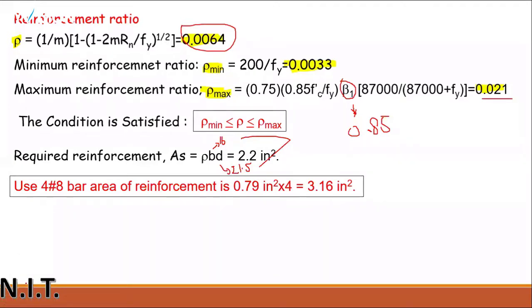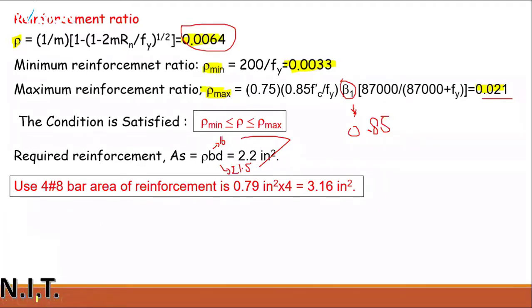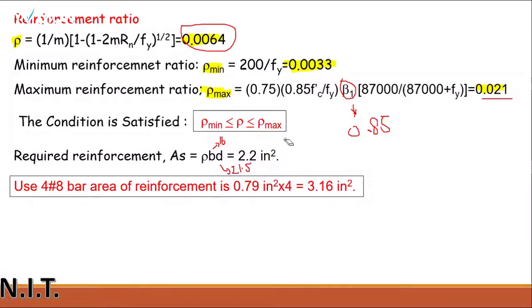Sorry, I don't know why this mouse is not working correctly. The call will be disconnected automatically. After reconnecting the call, I will continue from here. Please join the call again so that I can finish this first part of the numerical.